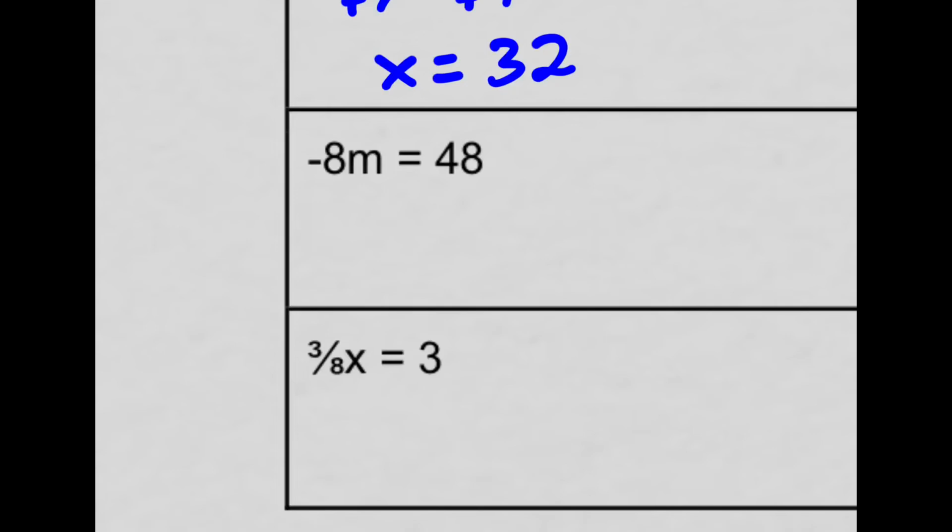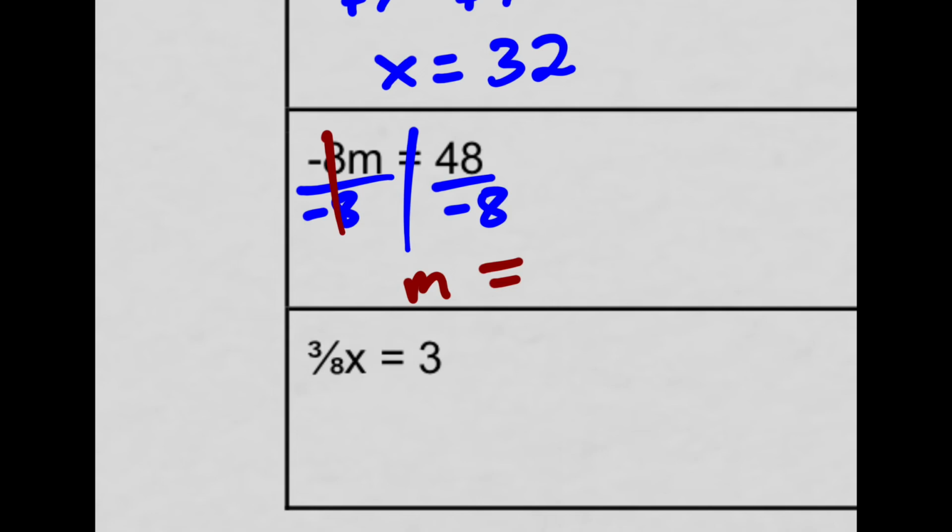If our variable has a -8 in front of it, that does not mean subtraction. That means -8 times m. So we divide by whatever is in front of it, which happens to be -8. We must do the same thing to the other side of the equal sign. Here this becomes 1, and 1 times m is still m. On this side, it's a positive divided by a negative. They have different signs, so it always comes out negative.